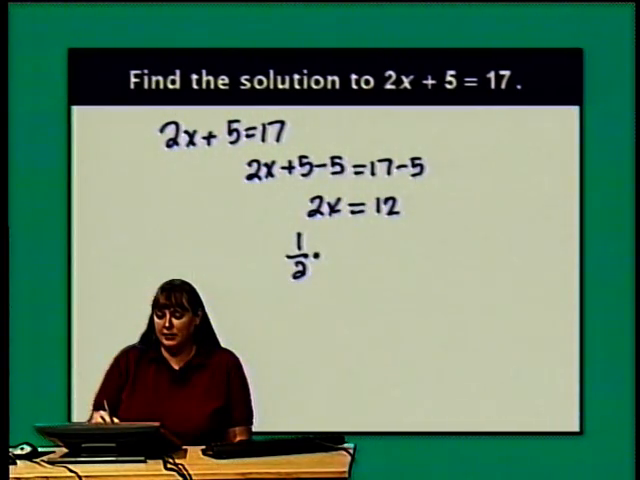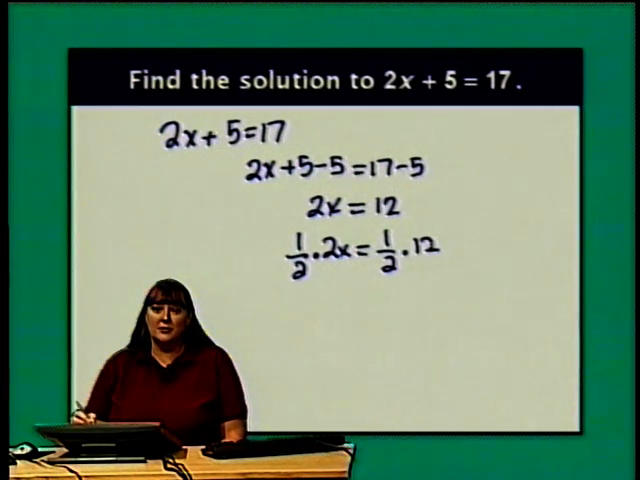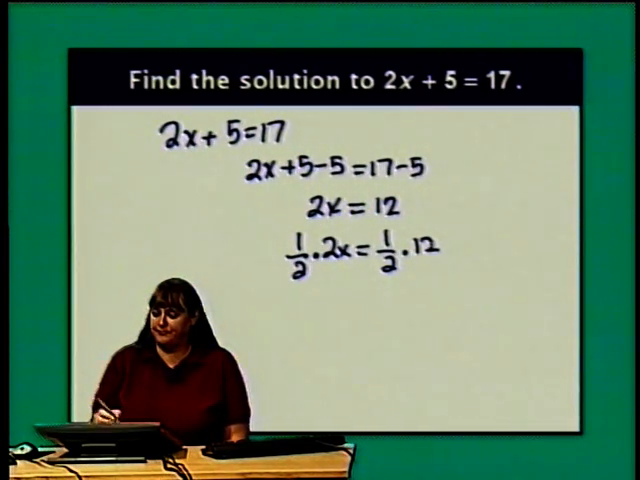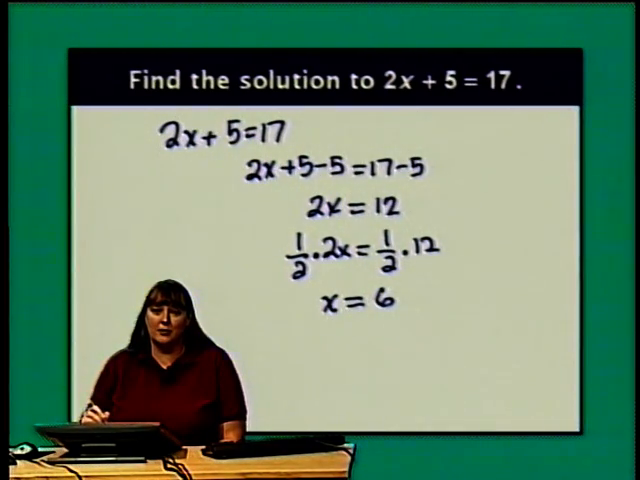So 1/2 times 2x equals 1/2 times 12. Notice that I could have also divided both sides of the equation by 2. That's the same as multiplying by 1/2. I just chose to multiply by 1/2. 1/2 times 2 is our multiplicative identity, 1, and 1 times x is x. So I just have x on the left-hand side, and on the right-hand side, 1/2 of 12 is 6. So I have an equivalent equation to the original equation, and this equivalent equation is x equals 6.